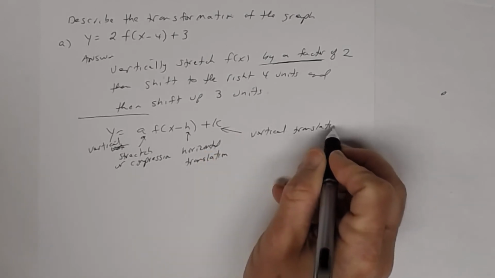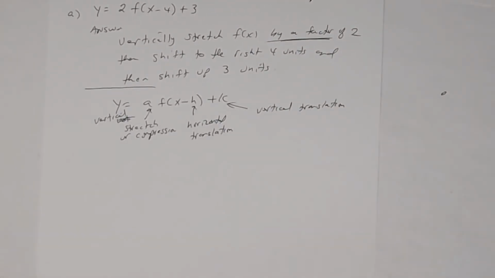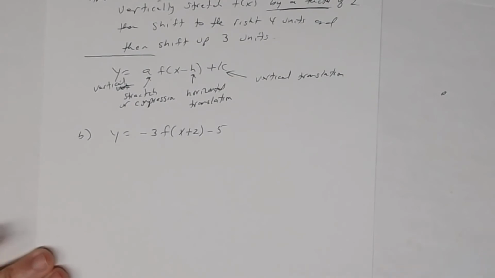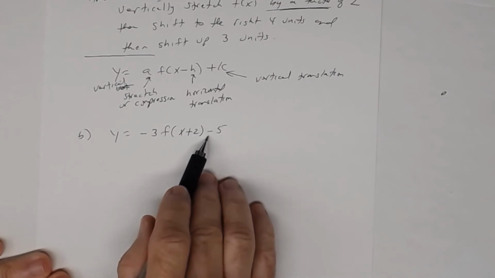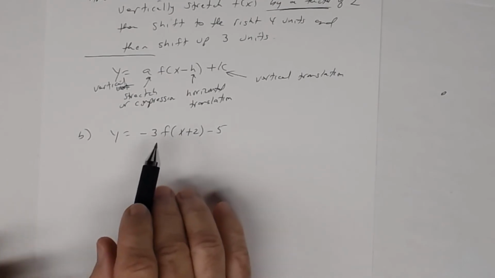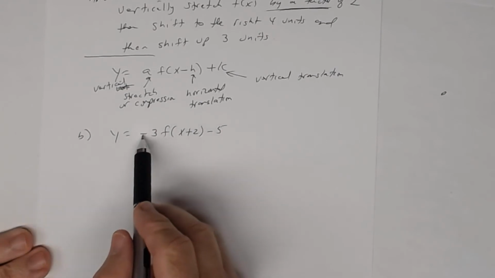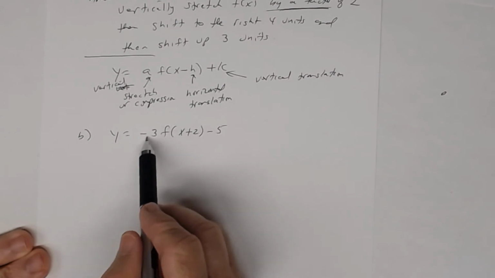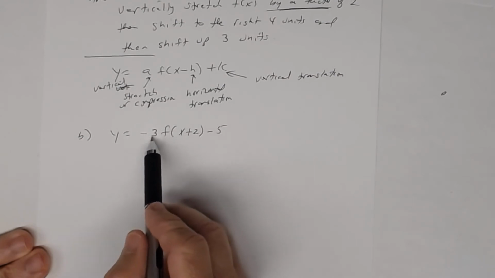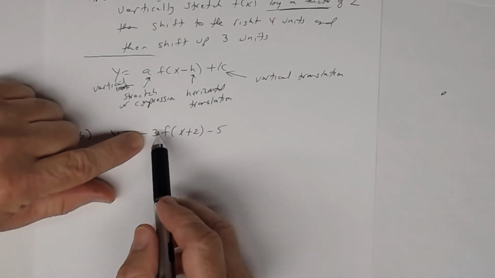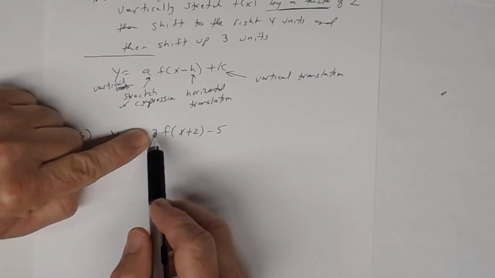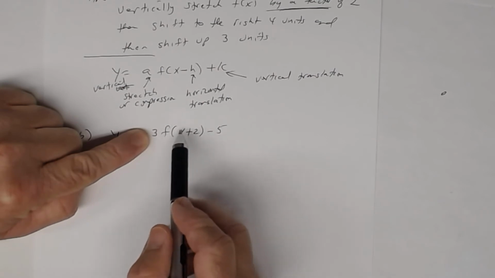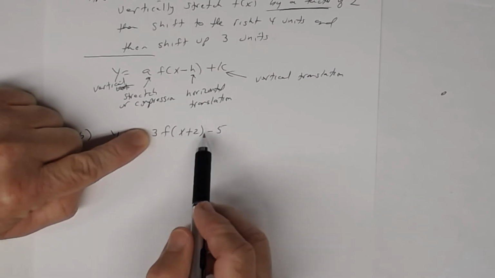Okay, all right, let's look at this next example. We have y equals negative 3. Notice there's a negative now, times f of x plus 2 minus 5. So there's 4 transformations occurring. Remember, there's a negative out in front. That's a vertical reflection, a reflection about the x-axis. Cover up the negative and just look at the absolute value of negative 3, which is 3. Since 3 is greater than 1, that's going to be a vertical stretch. This is going to be a horizontal translation, and that's going to be a vertical translation.